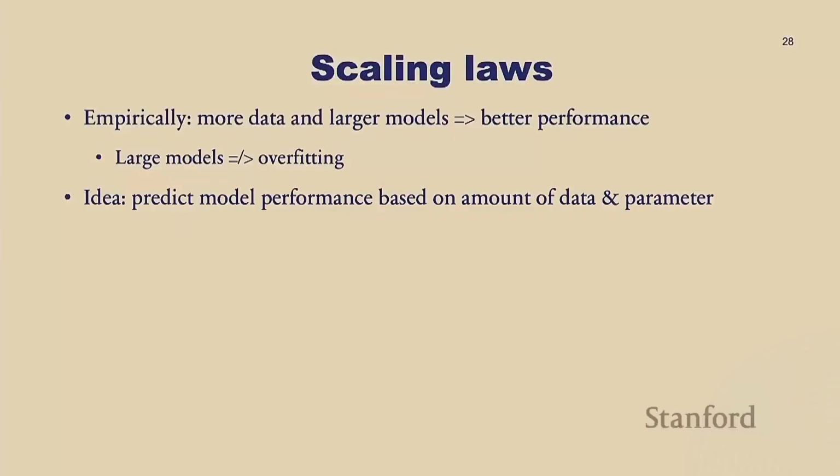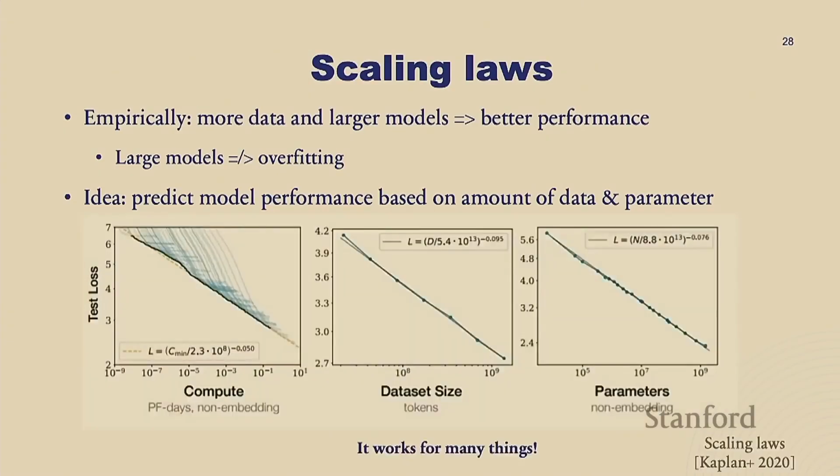So, the idea of scaling laws is that, given that you know that more data and larger models will always give you better performance, can we predict how much better your performance will be if you increase the amount of data and the size of your model? And surprisingly, it works. So here you see 3 plots from a very famous paper called Scaling Laws from OpenAI. On the x-axis you see compute, so how much compute you spent on training. And here you see test loss. It's not perplexity, but it's your validation loss, so it's the log of the perplexity.